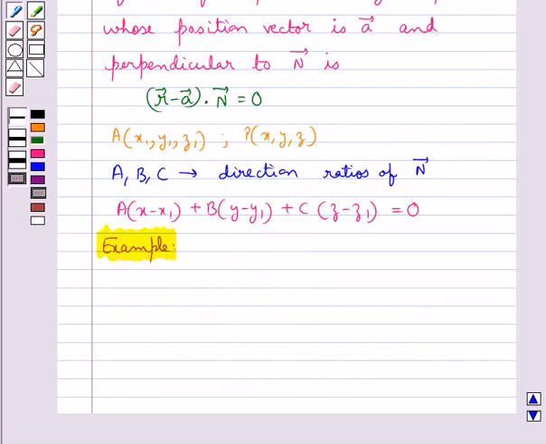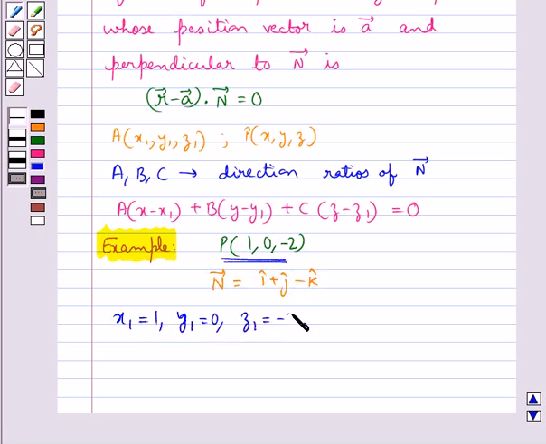We need to find the equation of the plane passing through the point P with coordinates 1, 0, minus 2 and perpendicular to the vector n given by i cap plus j cap minus k cap. From the coordinates of the point P we have x1 as 1, y1 as 0 and z1 as minus 2. And from this vector n we get the direction ratios as A equal to 1, B equal to 1 and C equal to minus 1.